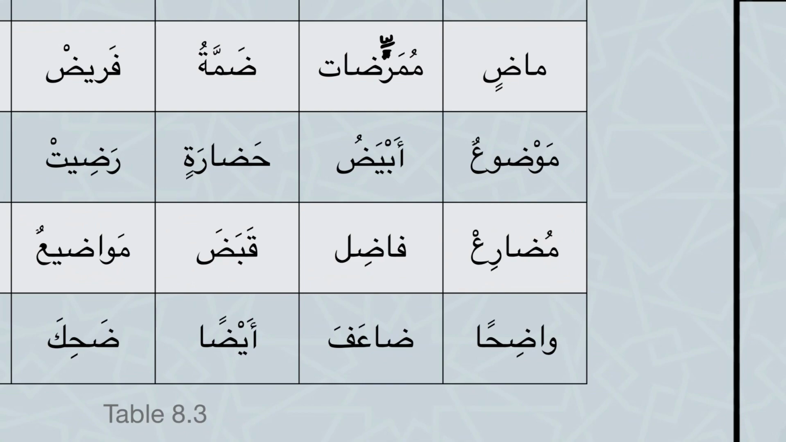Now, how would I not velarize it? Let's switch to dal. Let's write it with a dal. So how would I say it? مدارع, compared to مضارع.